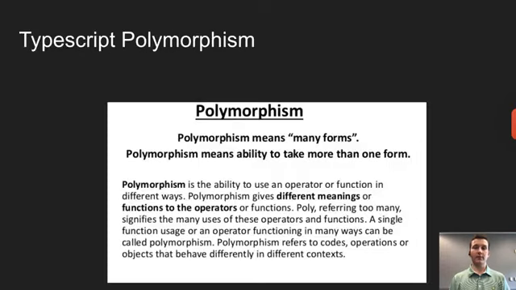So here's an example of polymorphism. We have animal, which can be a cat or a dog, and those inherit from that. Or we have account, which can be checking or savings, and that's inherited. Polymorphism means many forms. It means the ability to take more than one form. It's the ability to use an operator or function in different ways. Polymorphism gives different meanings or functions to the operator or functions. Poly, referring to many, signifies many uses of these operators and functions. A single function usage or an operator function can be used in many ways. That's polymorphism.